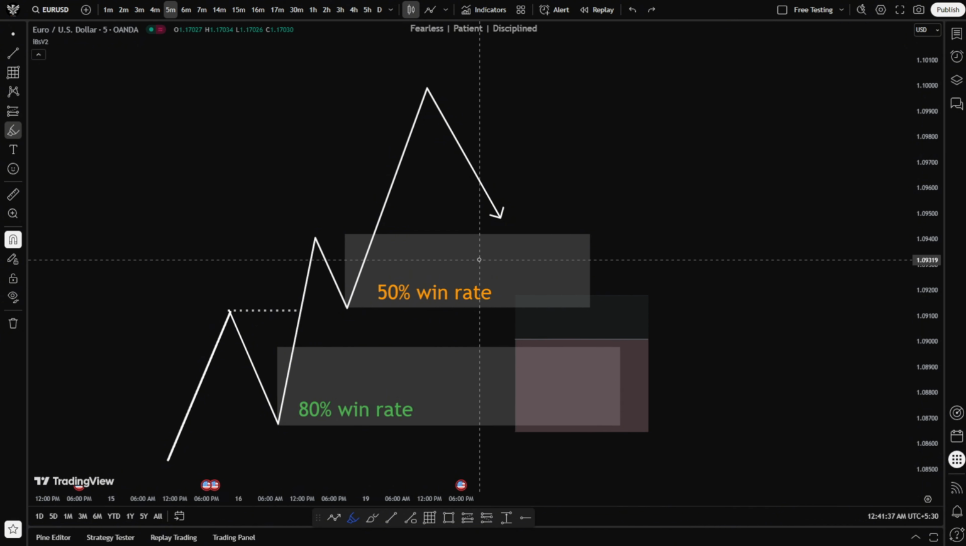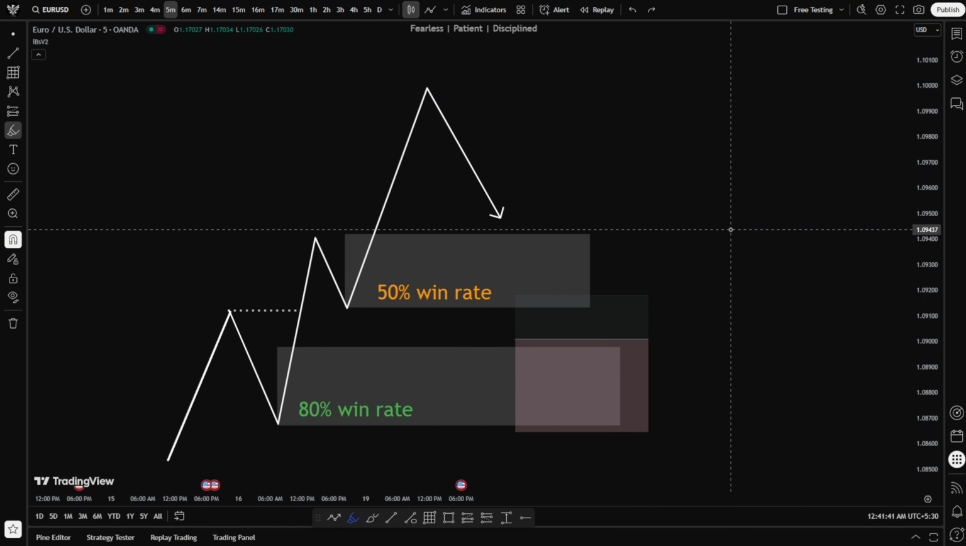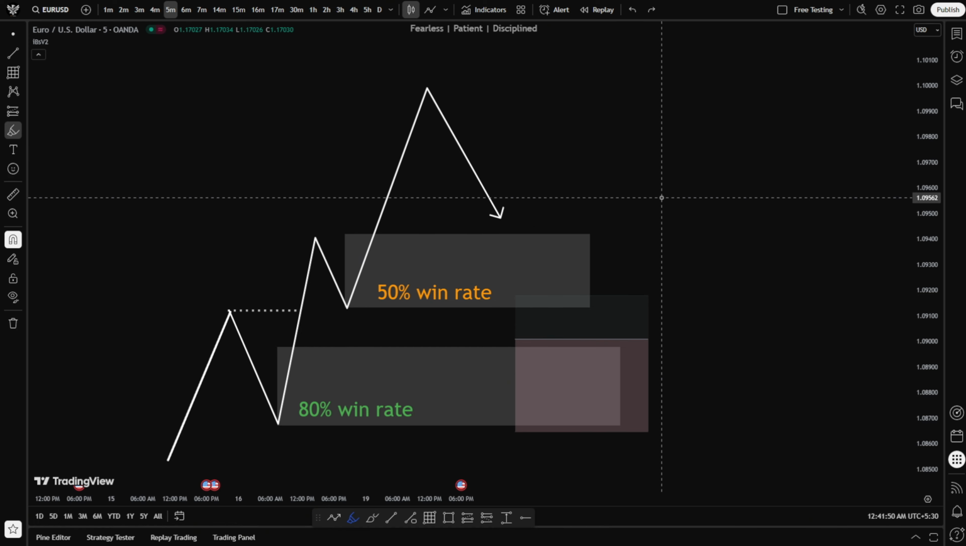So when you want to take entries in this point of interest, in this order block, like I said, use stop entries. If you are a beginner, it's best to use 1-minute confirmation entries, right? So that's what I want to tell you guys.